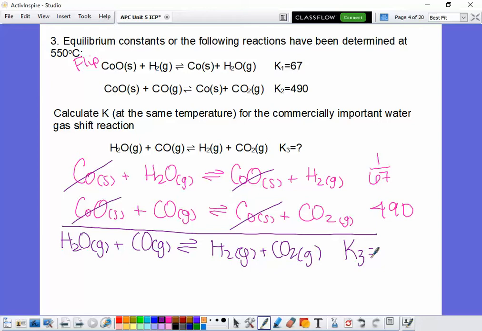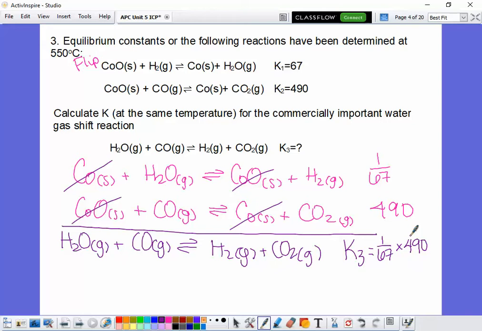So we're going to multiply the two K values. So you're going to get 1 over 67 times 490, or 490 divided by 67. You're working too far ahead. Not even there yet. Remember, I'm recording. So 490 divided by 67.